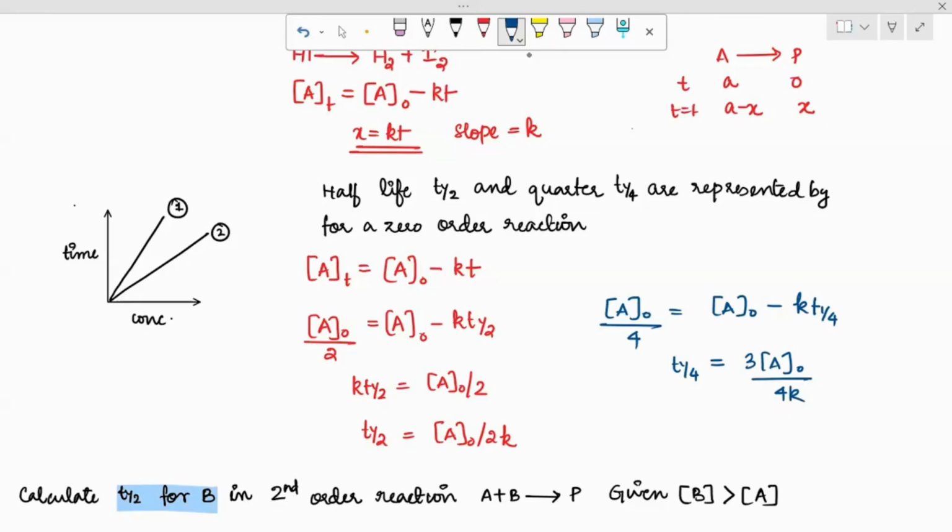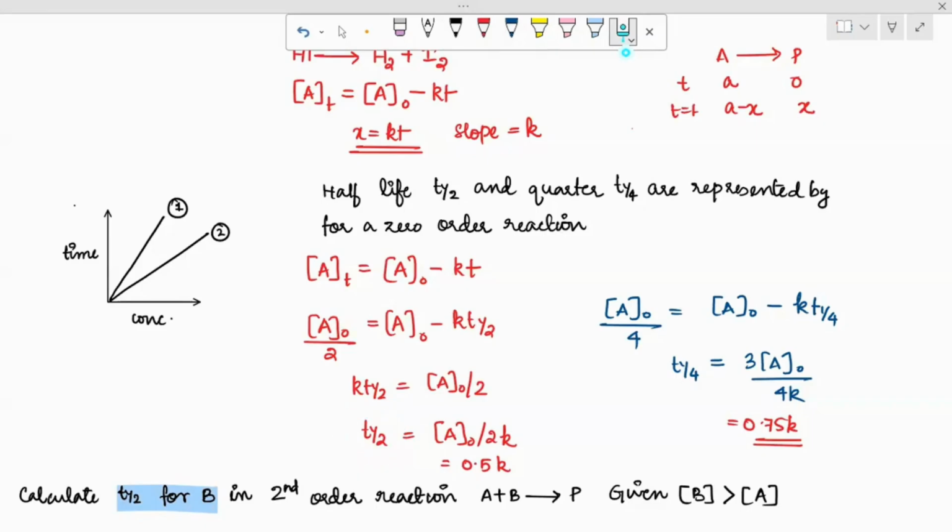So if I look at the slope values, K is common in the denominators, but the numerical value is what is different. Here it is 0.5K and here it is 0.75K. So the slope of T1 by 4 is larger than T half. The slope of T1 by 4 is larger than T half, correct?